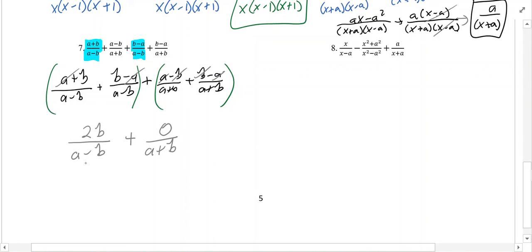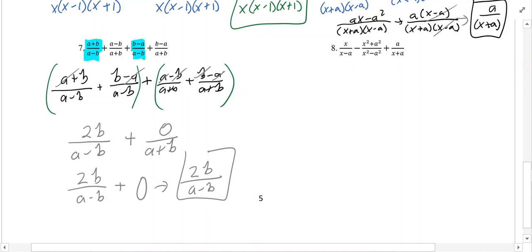Now this first one I'm going to leave as 2b over a minus b. The second one is 0 over a plus b. If 0 is in the numerator, that means it would just simplify to 0. So then I have 2b over a minus b plus 0, which leaves me with 2b over a minus b. So that is your final answer. So if possible, you'll want to try to regroup.